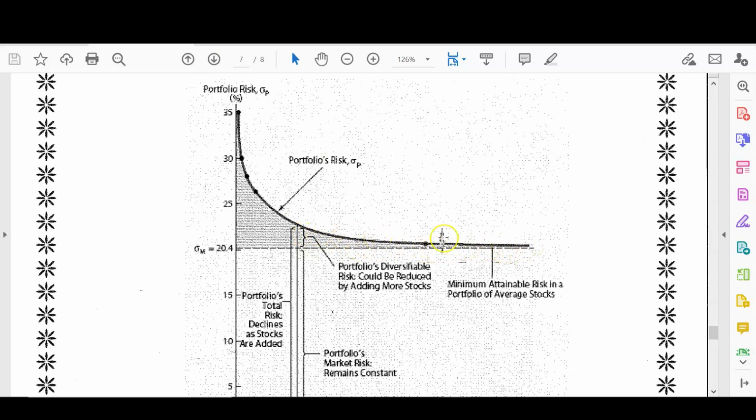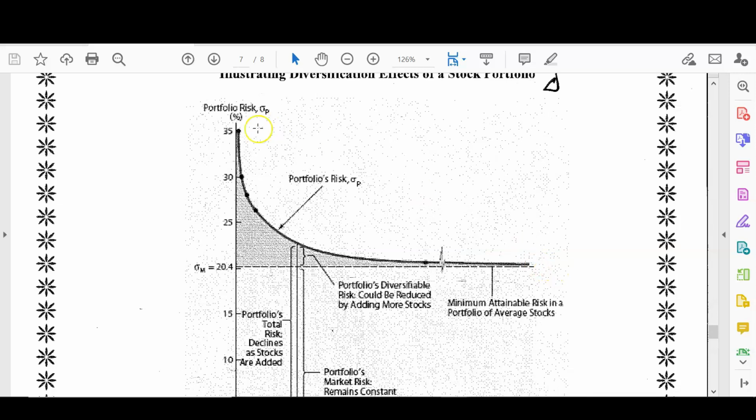And no matter how many stocks we add in the end, the stock portfolio converges to a standard deviation of this market standard deviation, 20.4%. Okay, we cannot reduce the risk by adding more stock anymore.